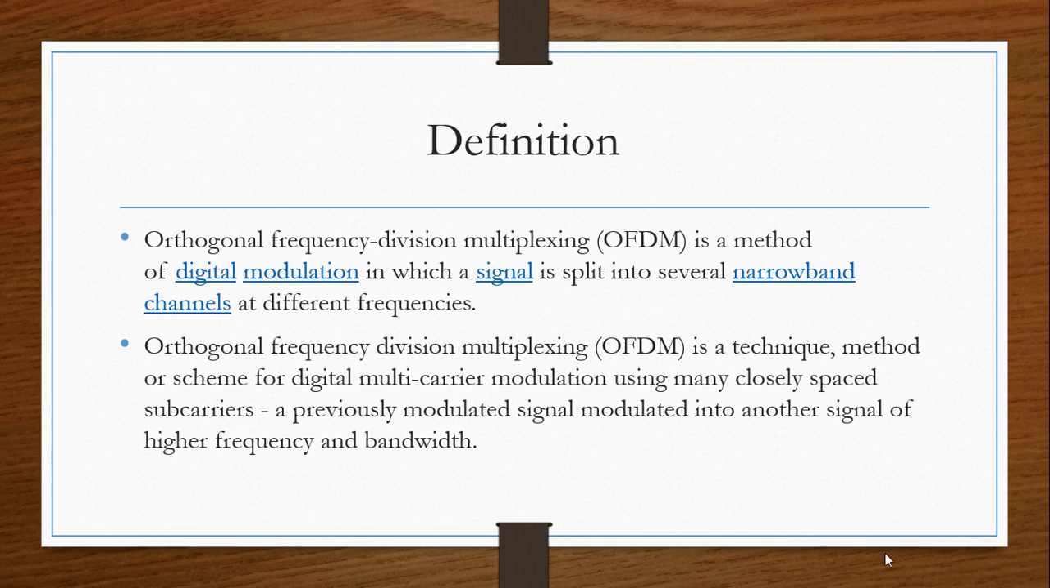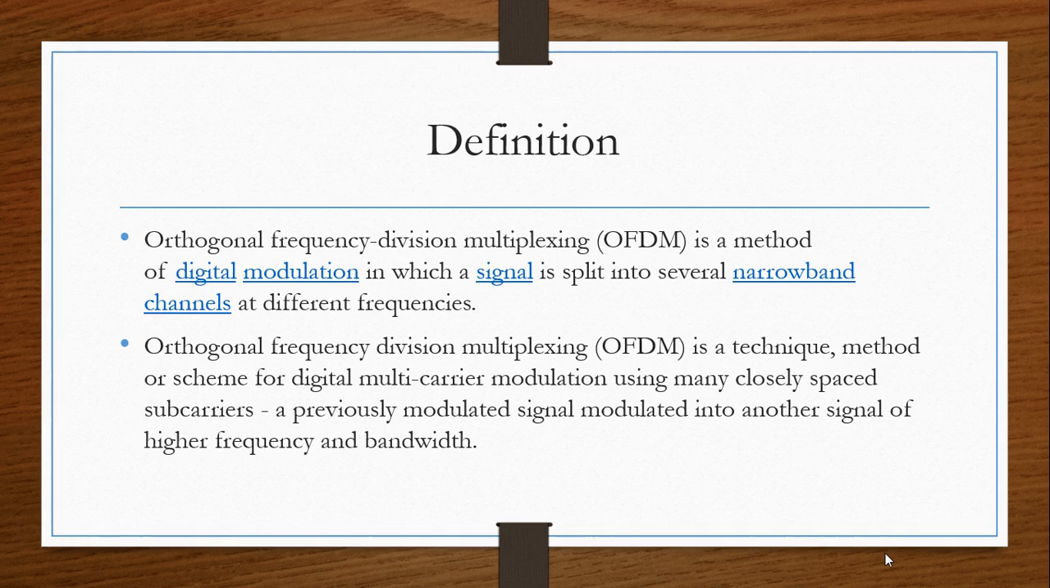OFDM has developed into a popular scheme for wideband digital communications used in applications such as digital television and audio broadcasting, DSL internet access, wireless networks, powerline networks, and 4G mobile communications. So those are pretty good applications, and that's the importance of OFDM in today's life.